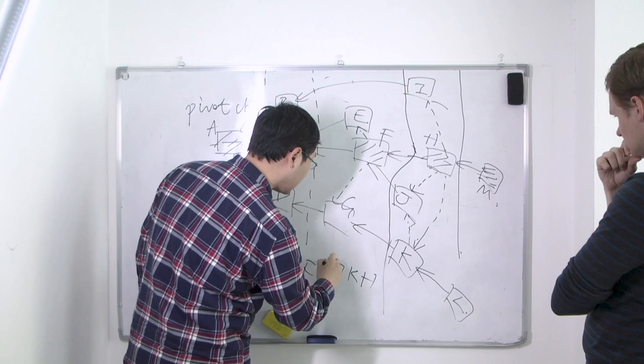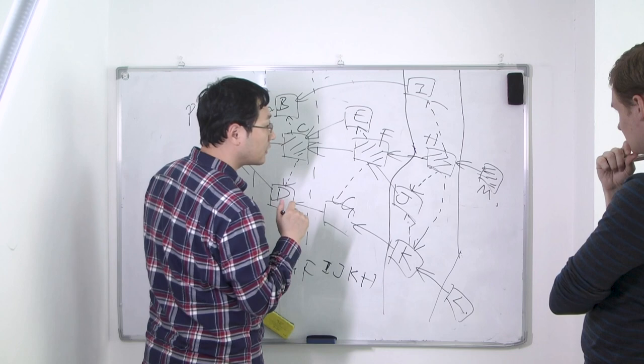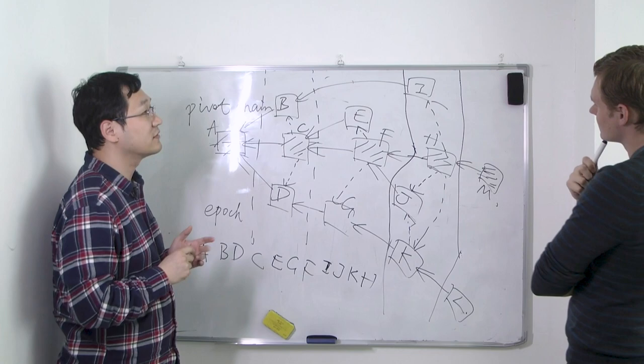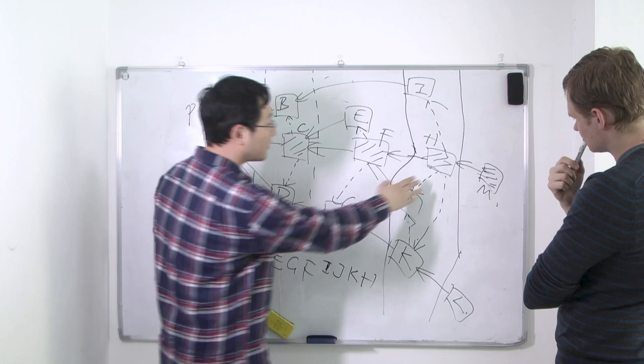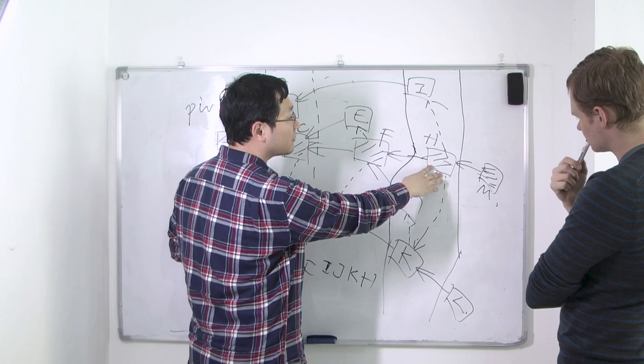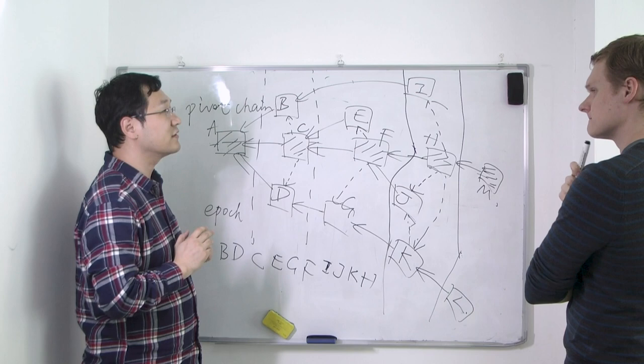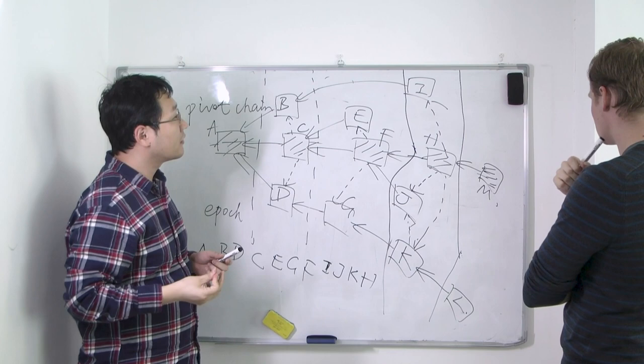Can you have a loop here? No. Unless someone is malicious, right? Unless you can find a collision in the hash, otherwise you can never have a loop. Because if you have a loop, it means when generating this block, you know the block. If somebody is malicious, like I posted two blocks, but still, it's very difficult. You need to find a collision in the hash function.